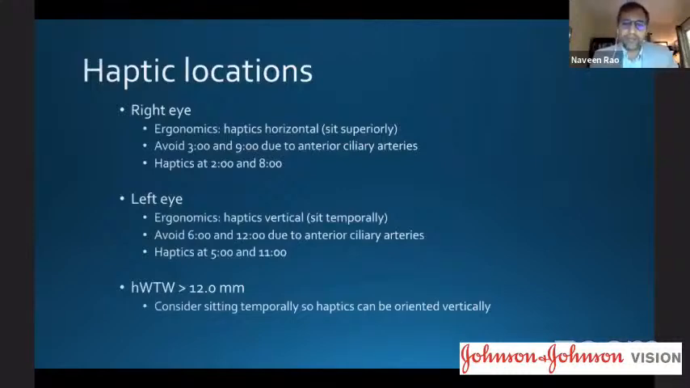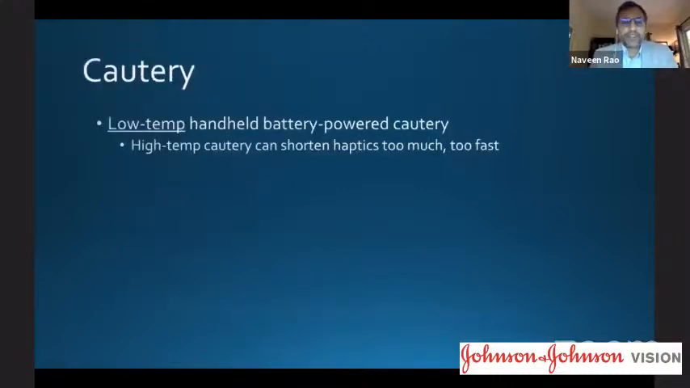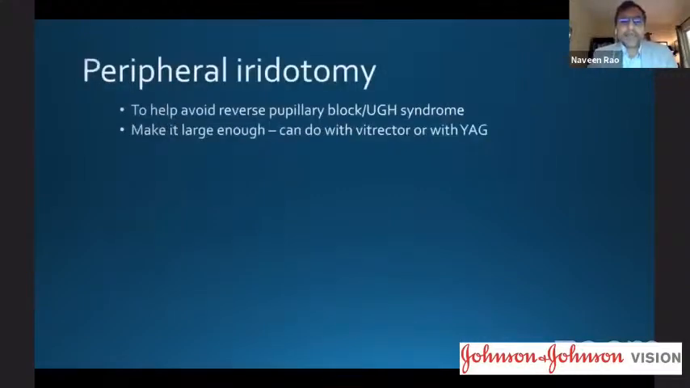When you're operating on large eyes with horizontal white to white over 12, consider sitting temporally so that the haptics can be oriented vertically where the white to white diameter is less. It's important to use a low temp cautery and not a high temp cautery, which can shorten the haptics too much too fast. And on these cases, I like to make a peripheral iridotomy to help decrease the chance of reverse pupillary block and UGH syndrome.